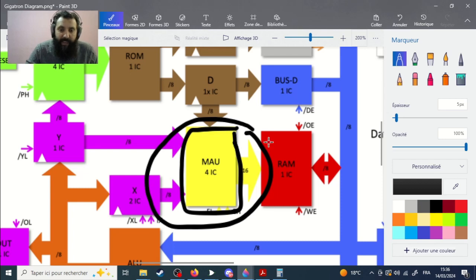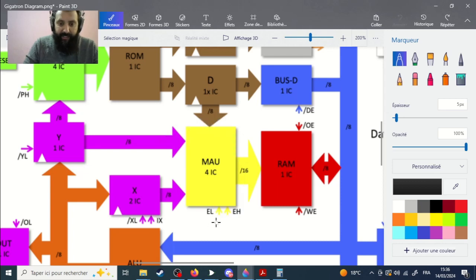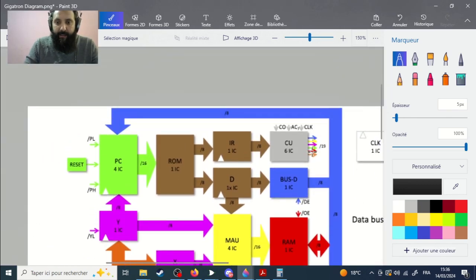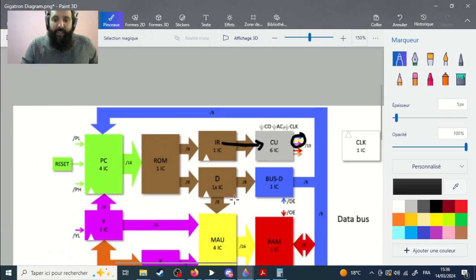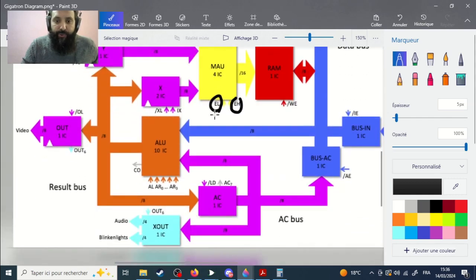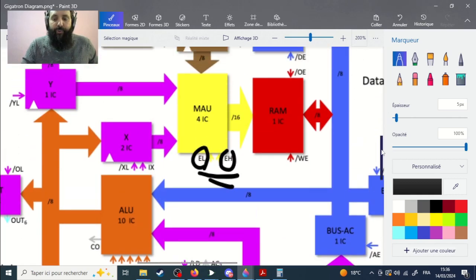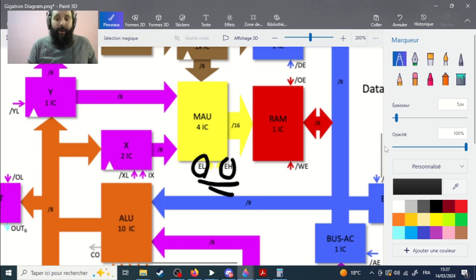This component is the main component to create the address. And it is controlled, just to understand, by those two signals. Those two signals are generated by the CU, of course, when the instructions are decoded. The architecture knows exactly what this instruction does, and generates those two signals to control the MAU, to control what kind of addressing mode our architecture will use.